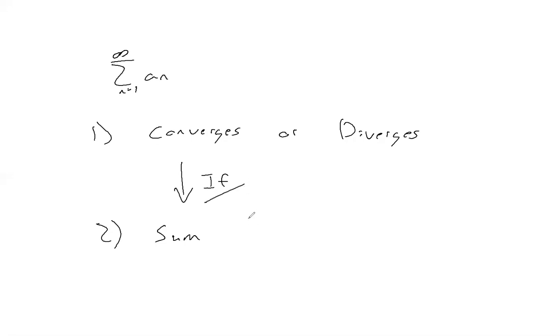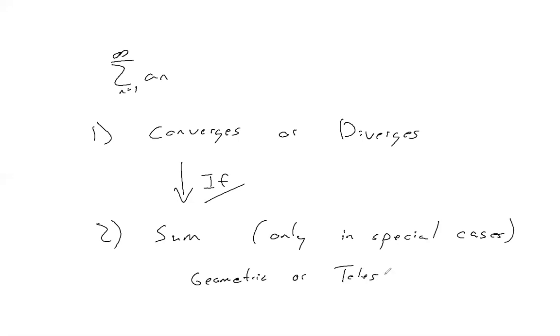And this is a big if. We can always ask ourselves this question, whether a series converges or diverges, but then even for convergent series, we can only find the sum in special cases when the series has a nice form. So in the last section, we saw we can find sums for geometric series, or telescoping series. Those are the main ones in our class. There are more, but there aren't too many more.